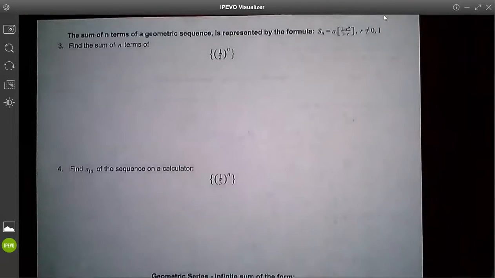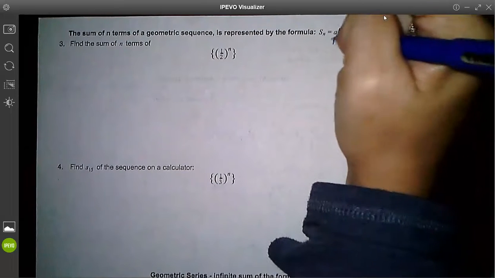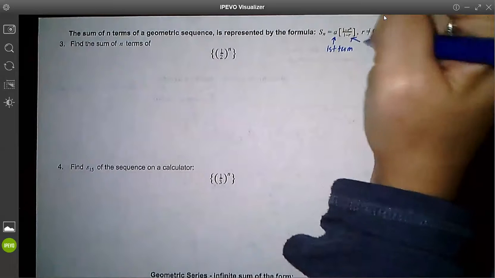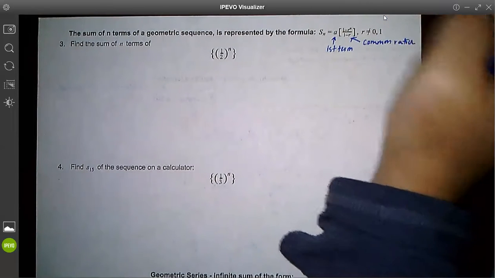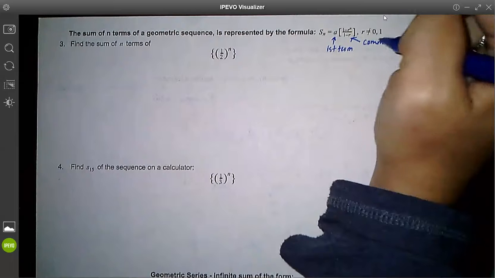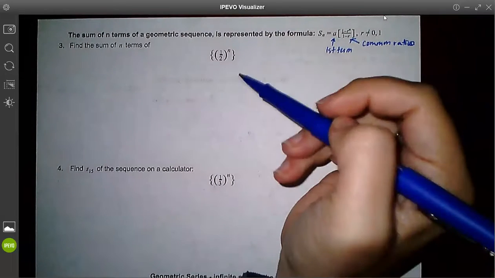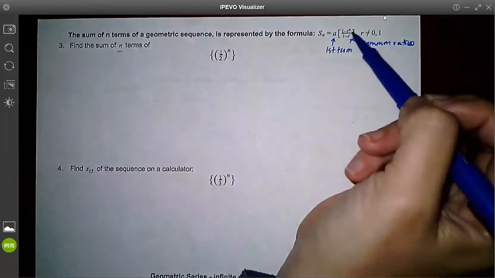Just a couple more. The sum of n terms of a geometric sequence is represented by this formula. So when you have a certain number of terms, you use this formula. A is your first term, and R is your common ratio, just like before. So this one is my sequence. N terms just means n is going to be a variable here.